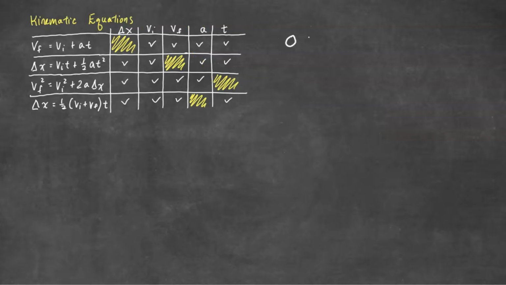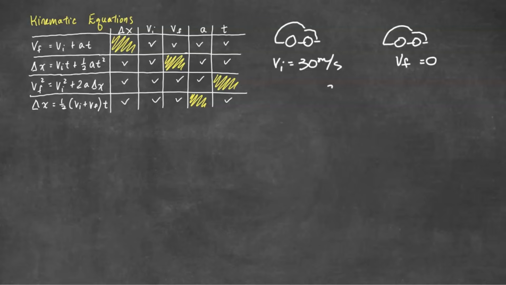So now let's work out a kinematics equation problem. We have a car that's initially moving at 30 meters per second and slows down to a stop. We're going to make right positive. The acceleration is -4 meters per second squared. We want to know the horizontal displacement. How far does it travel?